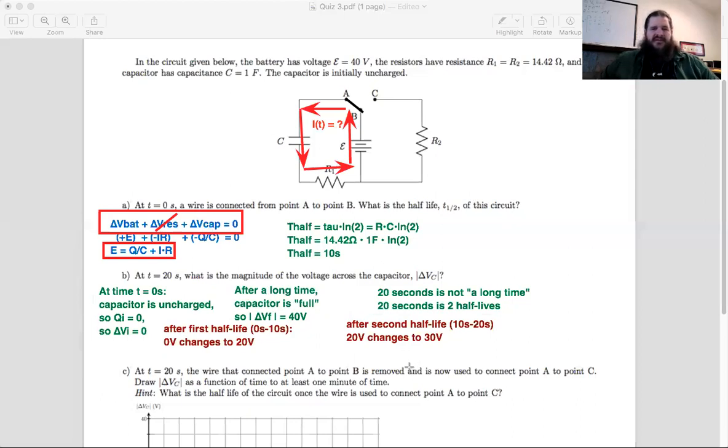Okay. Any other questions on that so far? So we know that at the 20 second instant in time, the voltage on the capacitor is 30 volts. And then in part C, we're changing the situation. We're going to be removing the wire connecting A and B. And instead, we're going to connect point A to point C.